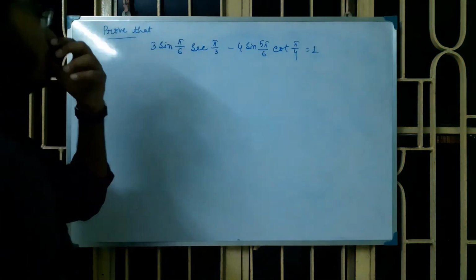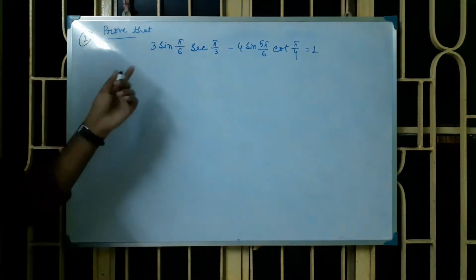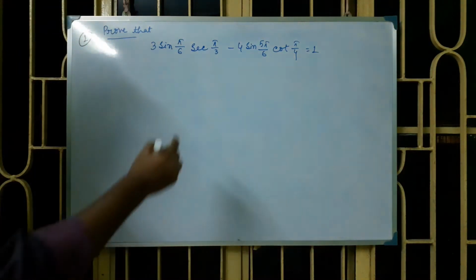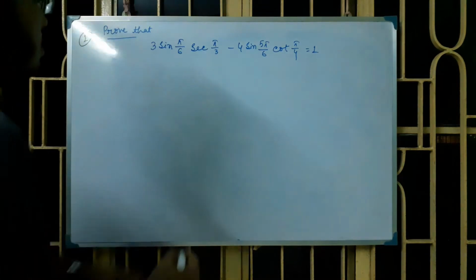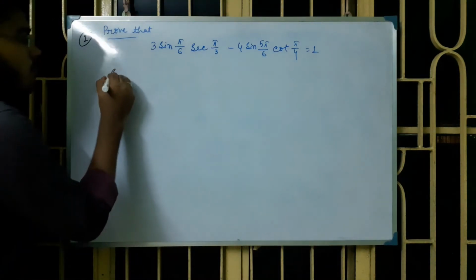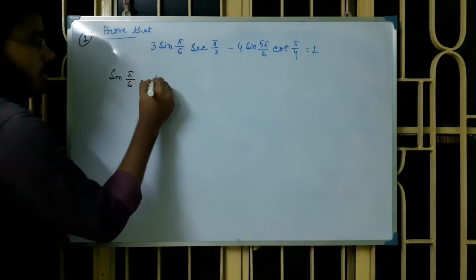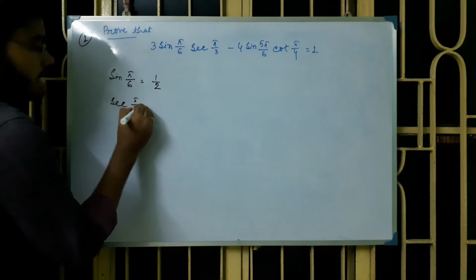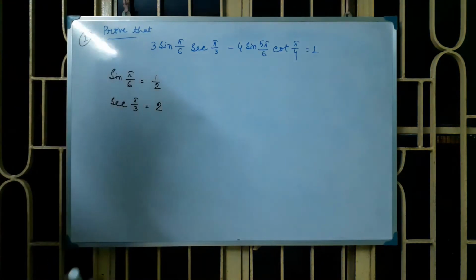Here is the problem, the first problem: 3 sin pi by 6 into sec pi by 3 minus 4 sin 5 pi by 6 into cot pi by 4 equals 1. They have asked us to prove this equation. So what is the value of sin pi by 6? That is sin 30 degrees, so this is half. What is sec pi by 3? Sec 60 degrees, that is 2.